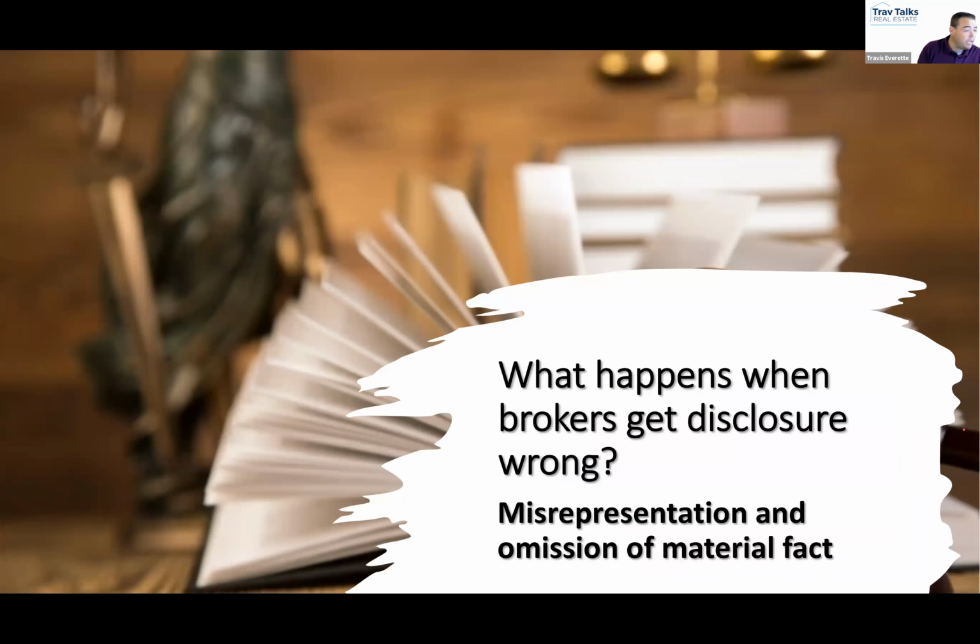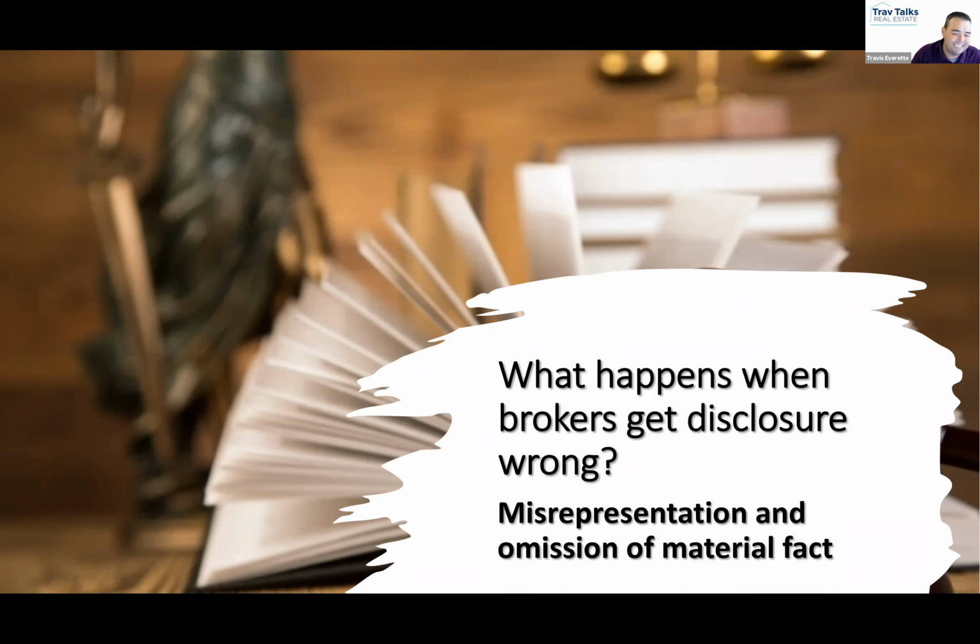Now, we don't always get it right. As a matter of fact, this is probably the single area where agents make the most mistakes. I think of everything that happens in our business where we see agents making mistakes, material fact disclosure is probably one of the most common areas where we see those things happen. So what do we call it? What are the labels?